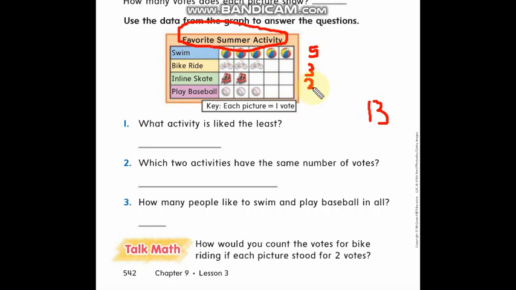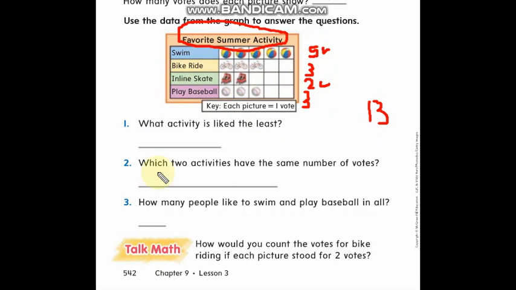And how many people voted for play baseball? 1, 2, 3. 3 people. Excellent. Now everyone, as you can see, here's the most and here's the least. Well done. So everyone, what activity is liked the least? Inline skating. It has only 2 votes.